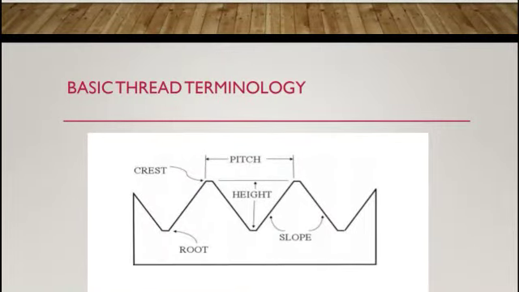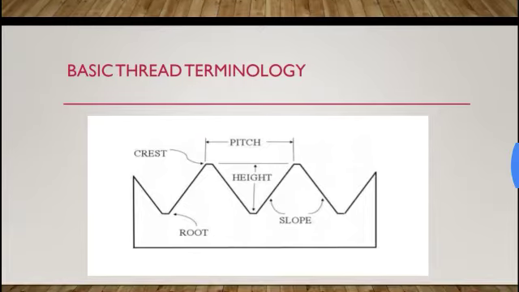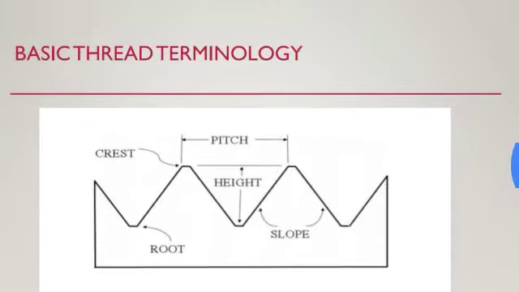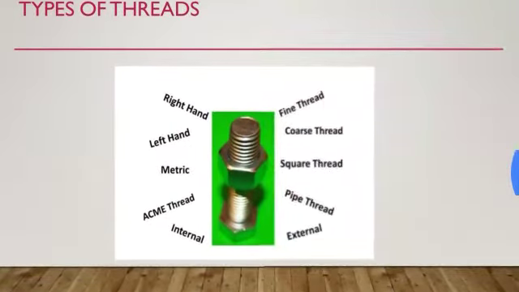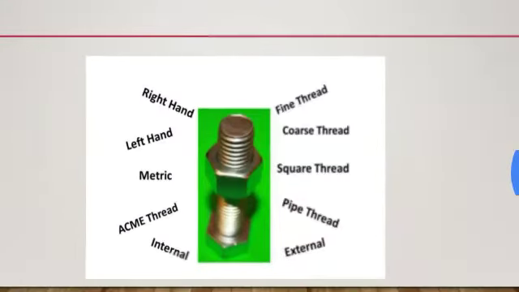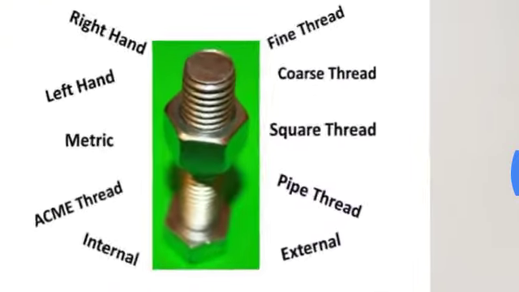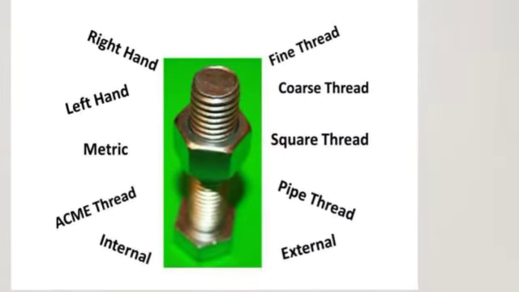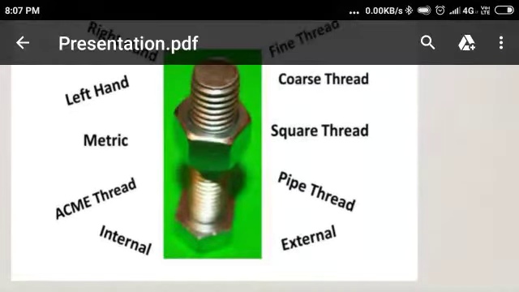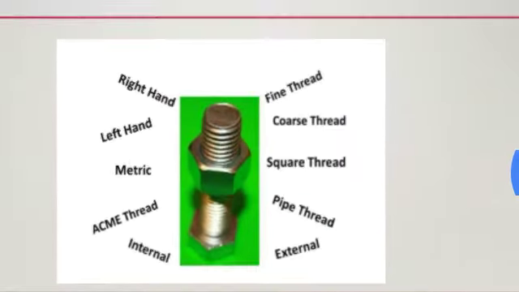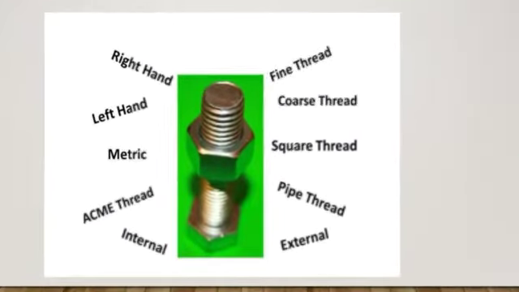In every thread you will find crest, root, and these slants, major diameter, minor diameter. Now, types of threads. In our daily life we come across several types of threads: right hand thread, left hand thread, metric thread, acme thread, internal threads, external threads, pipe threads, square threads. All these we generally refer to as the types of threads.